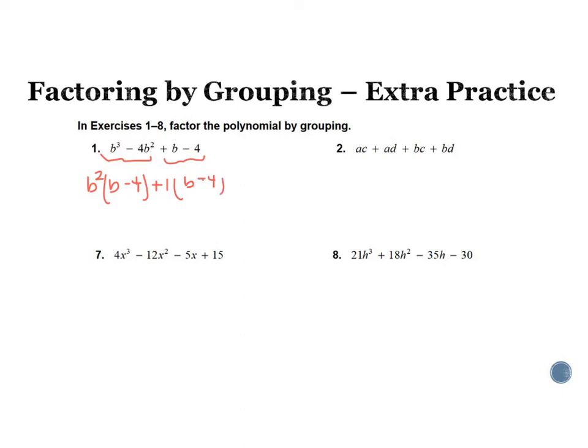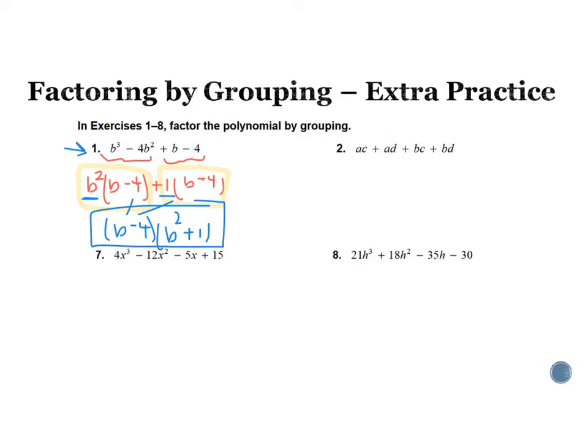So the next thing you need to see is that this is a b minus 4 and this is a b minus 4. So now what you have is this is one term because it's being multiplied together, and this is one term because it's being multiplied together. And those 2 terms have a b minus 4 in common. So if we pull b minus 4 out front as the greatest common factor, what you have left is b squared plus 1, and that is your answer right there. If you FOILed it, you would get back up here where you started.